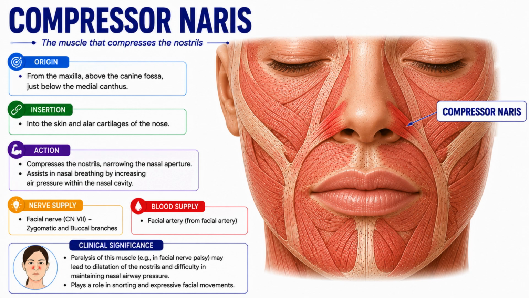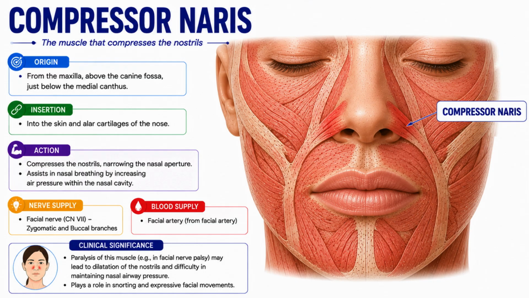Next one is the compressor naris muscle. It is one of the nasal muscles. It is a paired muscle. It spans across the bridge of the nose. It gets its origin from the maxilla, above the canine fossa, just below the medial canthus, lateral to the nose.